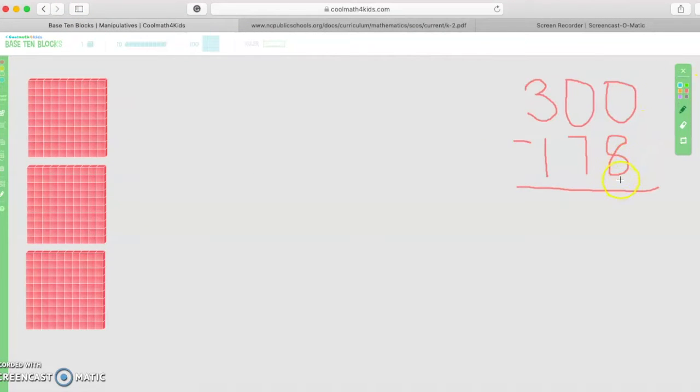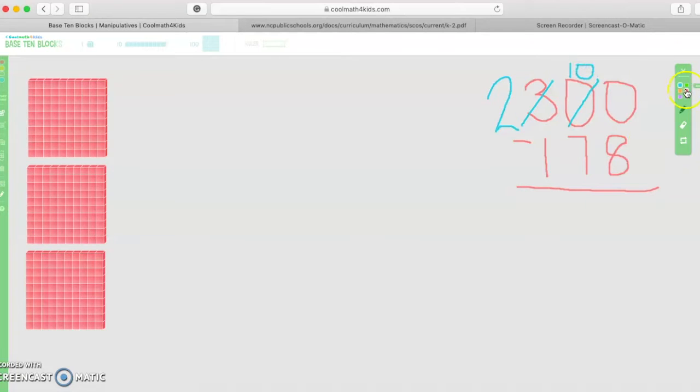The first place I have to look is the ones column. And I know that I cannot subtract 8 from 0. So I look over and I can't regroup because there's a 0 in the tens. So I know I have to bring this to a 2, and this to a 10.